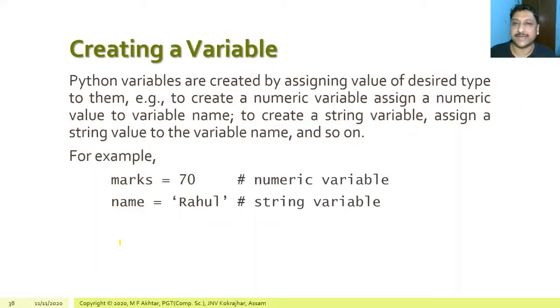Now creating a variable. Python variables are created by assigning a value. Just assign a value to a variable name, it creates a variable. So for example, to create a numeric variable, assign a numeric value to a variable name. To create a string variable, assign a string value to the variable name. It is very easy: if we want a numeric variable, then assign a numeric value. If you assign a string, then it will become a string variable.